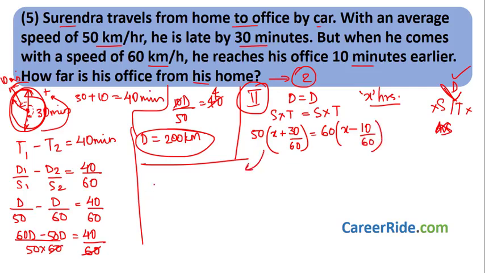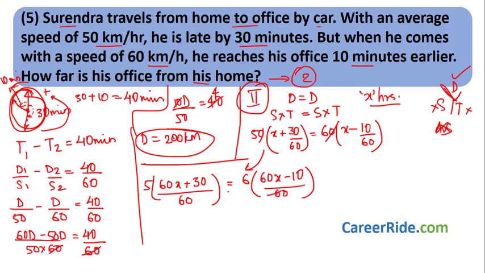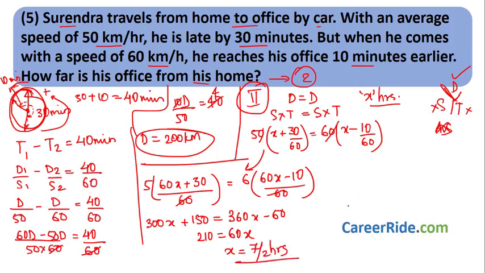Let's solve it over here. These zeros get cancelled. We have 5 into 60x, taking the LCM, upon 30 upon 60. That would be equal to 6 into 60x minus 10 upon 60. Cancelling these out, we get 300x plus 150 equal to 360x minus 60. So we will have 210 equal to 60x. X would be equal to 7 by 2 hours. Okay, this is the time taken by Surendra normally.